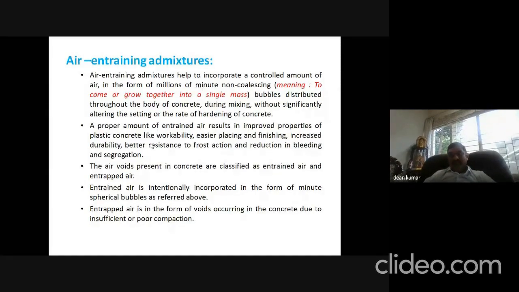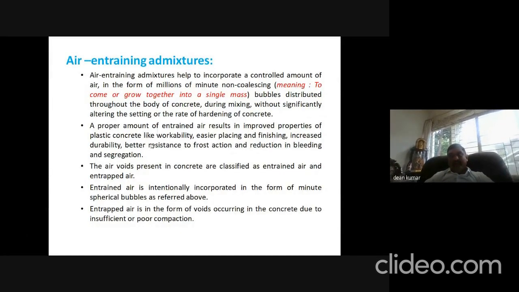Increased durability, because you will have compacted, dense concrete with fewer voids. Therefore, since you have concrete with fewer voids, you will have increased durability. Durability is nothing but the life of the concrete, which is increased. Better resistance to frost action, to snow and wind load, water load, this we are able to resist.